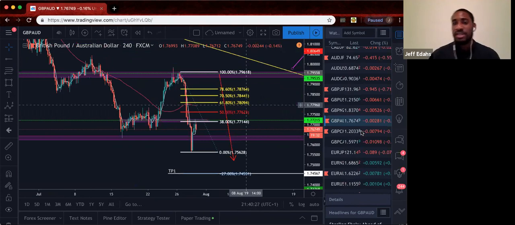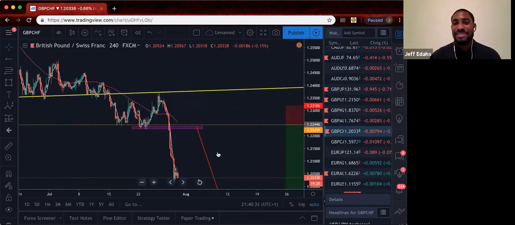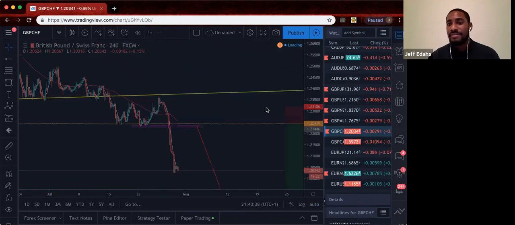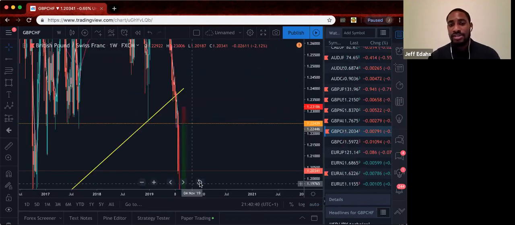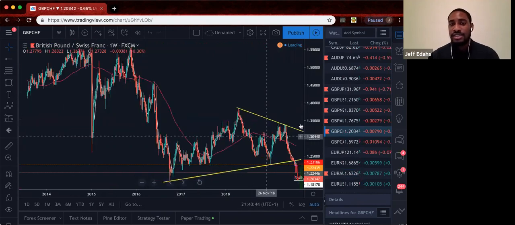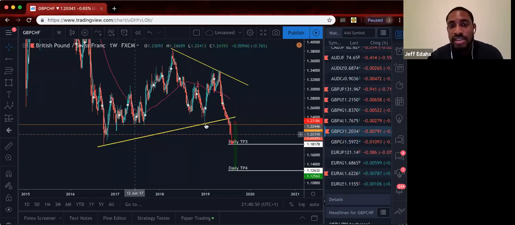And then GBP CHF, this one I missed. I missed it totally, and I was upset because I should have caught it. If I go on the weekly, I actually saw this whole trade happening and I still missed it. Quite upset by it. But as you can see, it trends from there, touched once, touched twice, and before this whole move even happened, I saw it coming down here.